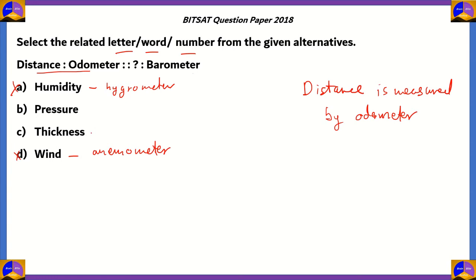And option C, thickness, can be measured by a scale or a vernier caliper or a screw gauge. There are various instruments such as that, but then barometer is not one of those instruments, so that means option C is incorrect. The correct answer is option B, which is pressure. So pressure is measured by the barometer, as distance is measured by the odometer. So that's the relation, the correct relation from the given alternatives. Option B is the correct option.